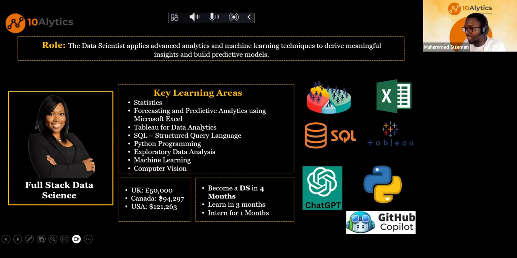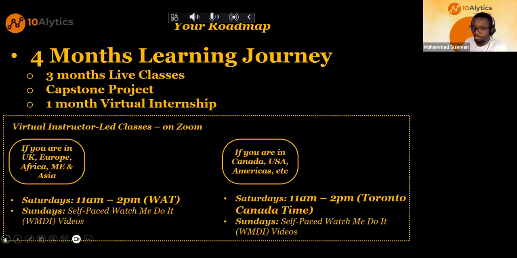And you can also see the average salary that you stand to get as a data scientist. £50,000 in the UK, 94,000 Canadian dollars on average in Canada, and 121,000 in the US, six figures straight off the bat. And you can imagine what that feels like. So that's a bit of what the full stack data science track entails.